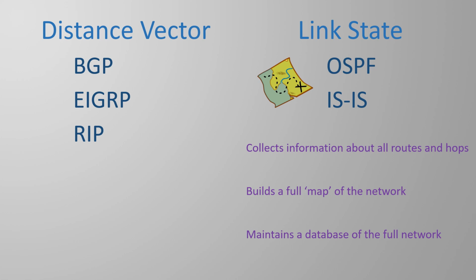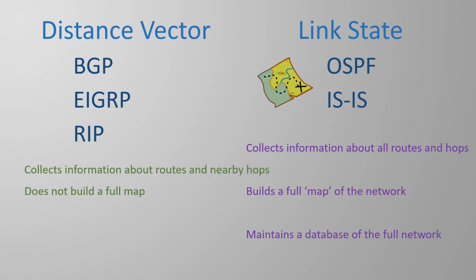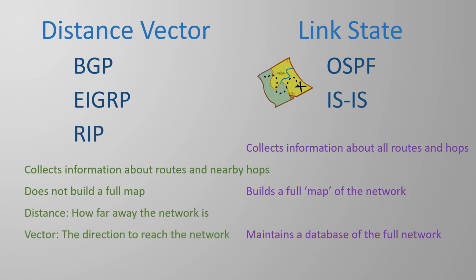Distance vector routing protocols, which includes RIP, take a different approach. Routers running a distance vector protocol will still share routing information with their neighbors, but they won't share as much information and they won't build a full map. Simply put, they share a network and how far away it is. For example, a router might say, I know about 10.10.10.0, and it is 2 hops away.